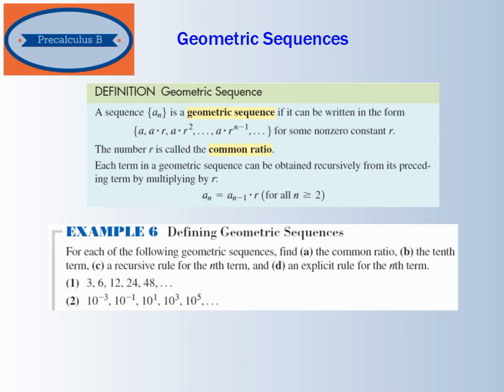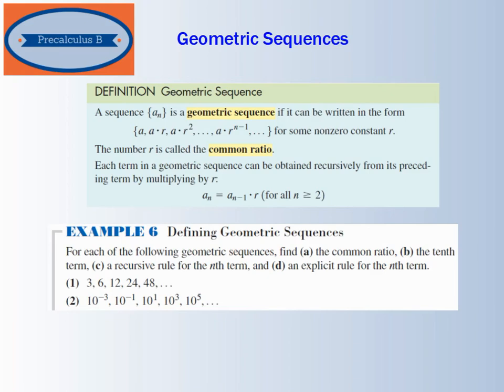So for the two problems we have here, we're going to do the same thing. We're going to find the common ratio, the 10th term, a recursive rule, and an explicit rule for each. Pause your video, see if you can work through those problems, and then we'll look at the solution.